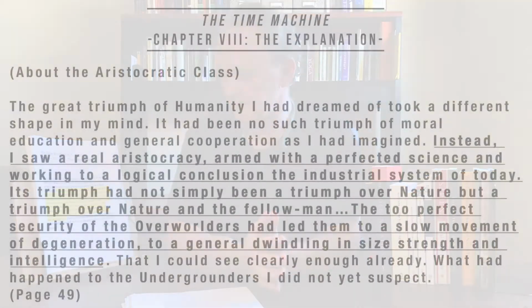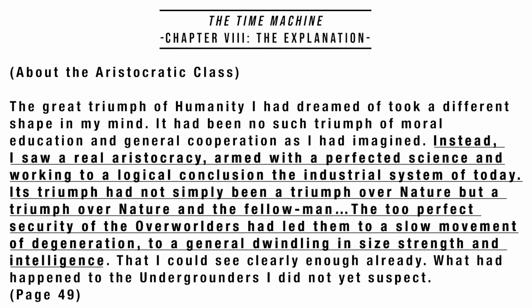And here he says exactly that. "The great triumph of humanity I dreamed of took a different shape in my mind. It had been no such triumph of moral education and general cooperation as I imagined. Instead, I saw a real aristocracy, armed with a perfected science and working to a logical conclusion the industrial system of today. Its triumph had not simply been a triumph over nature, but a triumph over nature and fellow man. The too perfect security of the overworlders had led them to a slow movement of degeneration, to a general dwindling in size, strength, and intelligence." And obviously here he's talking about the Eloi.